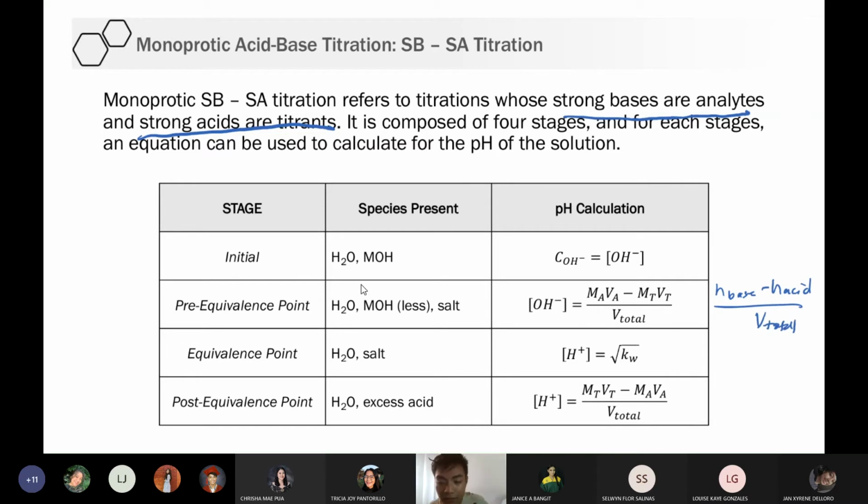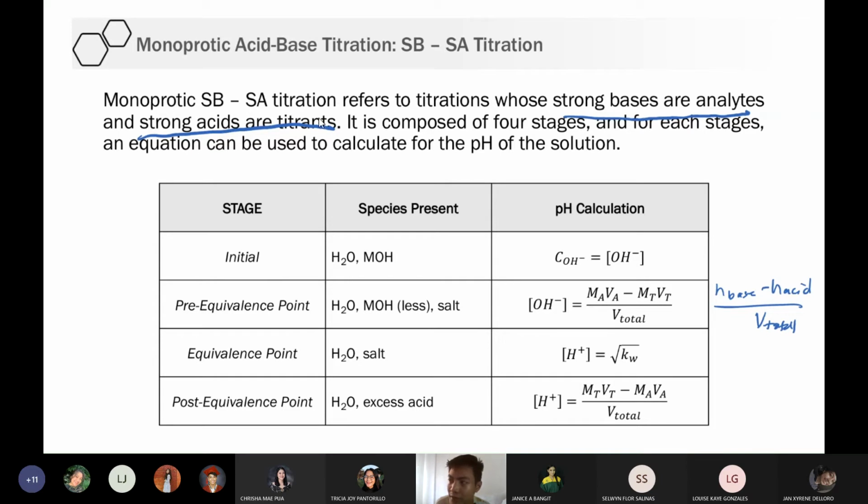Similar sa pinagagawa natin kanina. Okay. However, this time, the base is the analyte. The titrant is the acid. Nagkabaliktad lang kasi this time, mas marami na yung base kaysa sa acid sa pre-equivalence. Okay, so again, take note. Yung base ay yung analyte na natin. Yung titrant ay yung acid na. Kasi nagkabaliktad tayo dito eh. Okay.